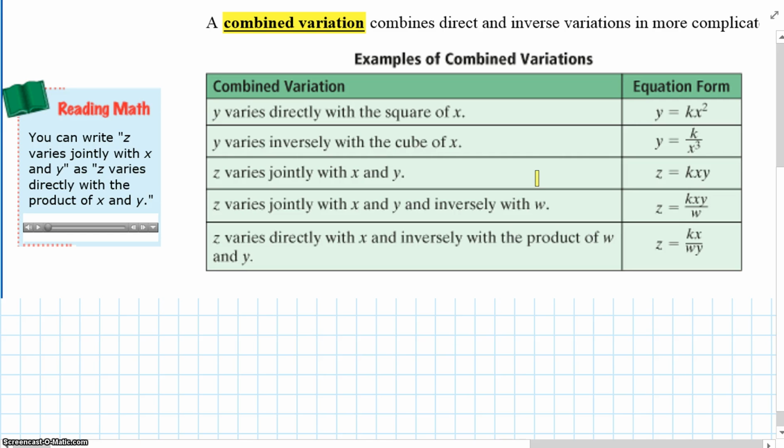Z varies directly with x and inversely with the product of w and y, so z equals kx over wy. So reading the math, you can write z varies jointly with x and y as z varies directly with the product of x and y. So look that over, make sure you understand the verbiage and what happens in equation form.